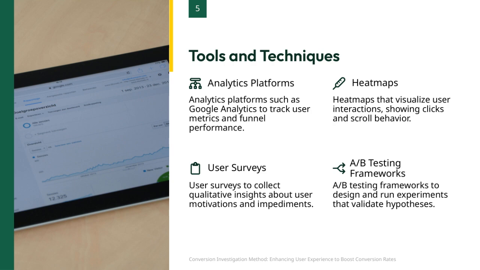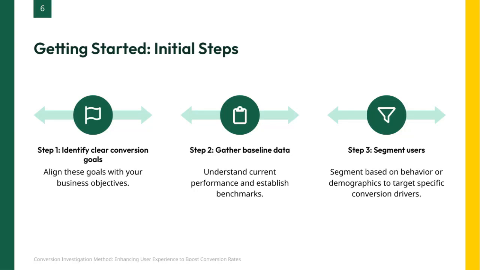Finally, A/B testing frameworks allow us to design controlled experiments. By comparing different versions of a page or feature, we can validate our hypotheses and make data-driven decisions to optimize the user experience effectively. To get started, the first step is to identify clear conversion goals. These goals should be closely aligned with your overall business objectives so that every action you take supports what you want to achieve as a company.